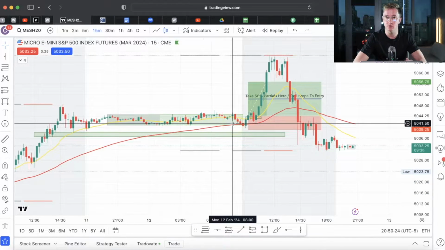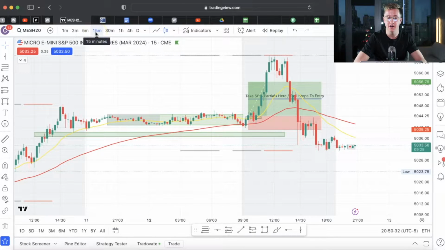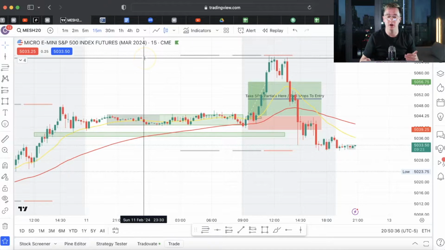Then what I'm looking for can happen at 9:30, 9:45, 10 a.m. And I'm usually on the 15 minute. You guys can do this on the 30 minute or the 5 minute. But what I'm doing is I'm looking for a specific candle to close in confluence with my trend.